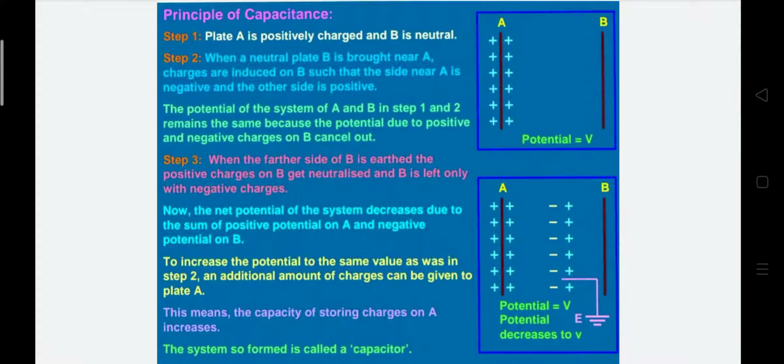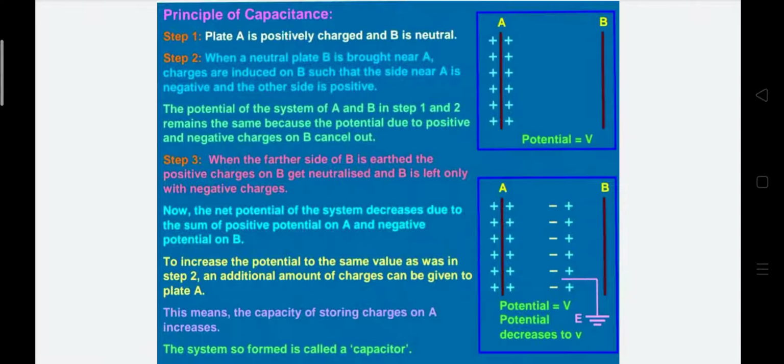Now this results in the decrease of the net potential of the system due to the sum of positive potential on A and negative potential on B. The potential gets decreased. Earlier it was more. Since the B plate has negative potential present over it, the potential of the system decreases.